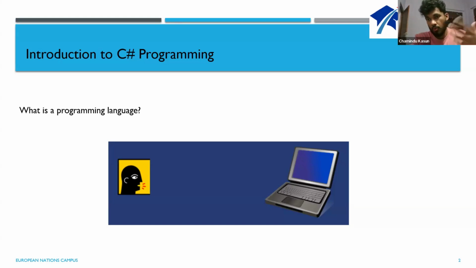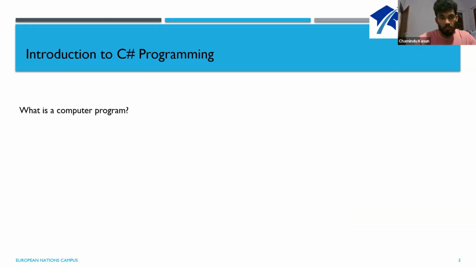So what is a programming language? A programming language is the same. A programming language is a tool to communicate with the computer. So today we are going to learn about C sharp.